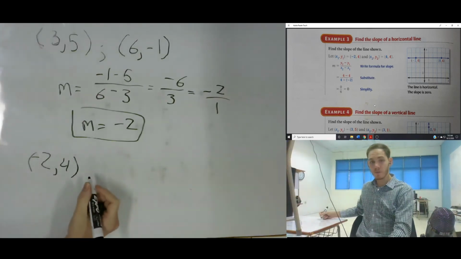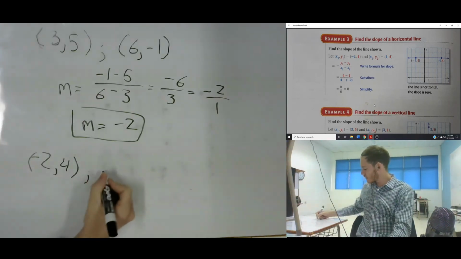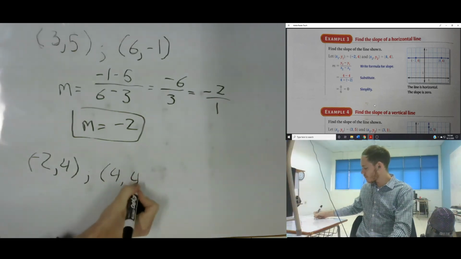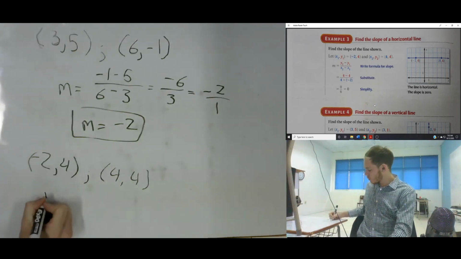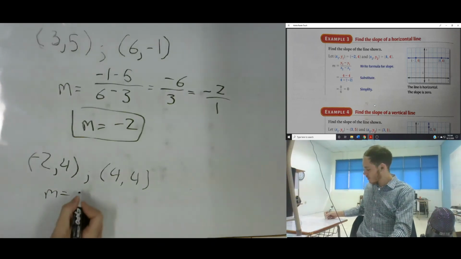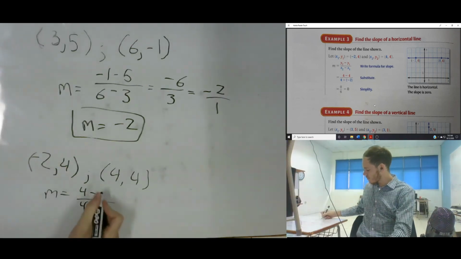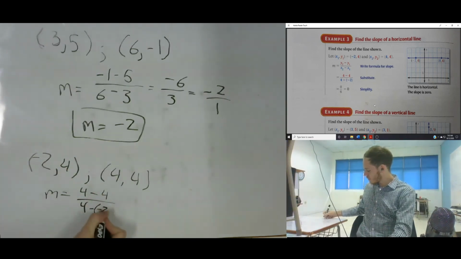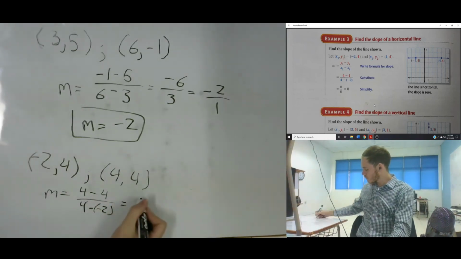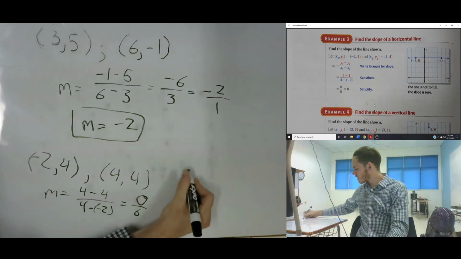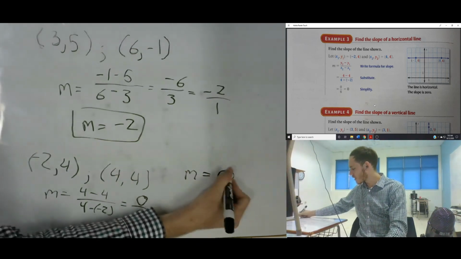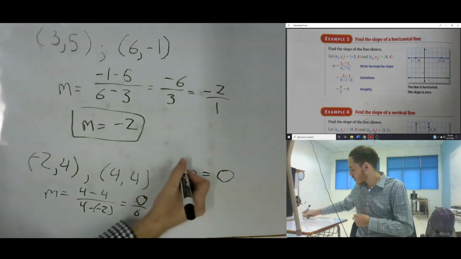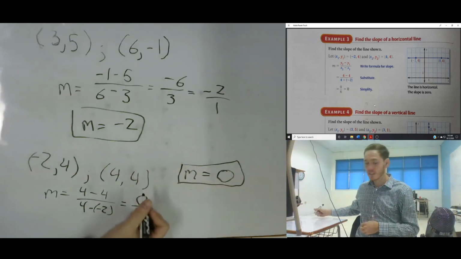So take (negative 2, 4) and (4, 4). What we do is find m equals 4 minus 4 over 4 minus negative 2. On top, 4 minus 4 is 0. On bottom, 4 plus 2 is 6. So 0 divided by 6 is just 0. So our slope for a horizontal line is 0.